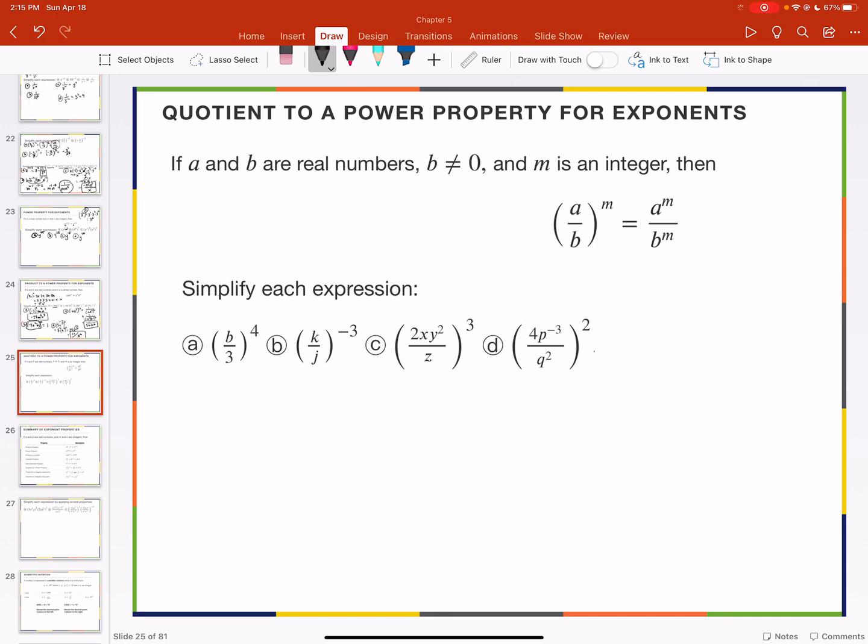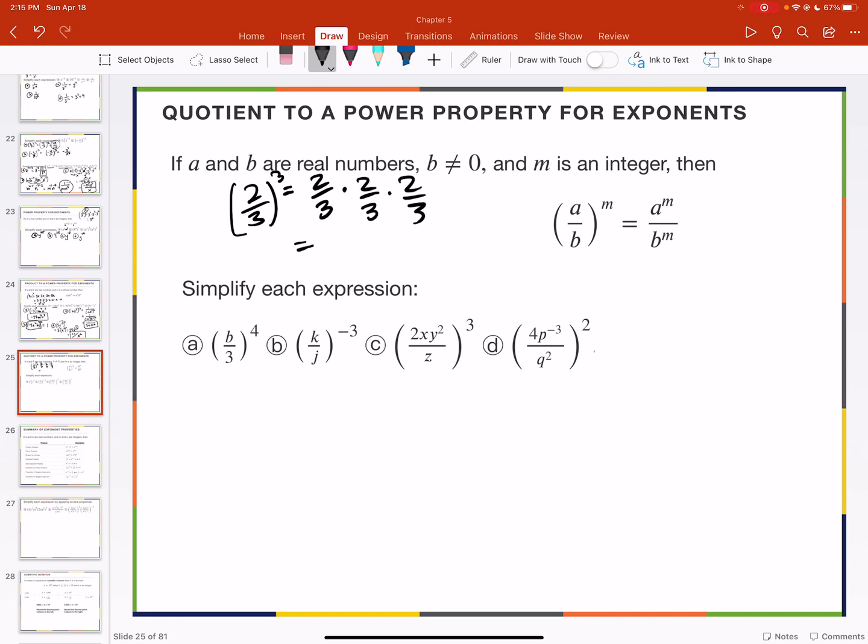Okay, and quotient to a power. So we did product to a power. Now we do quotient to a power. Same thing. Any quotient that's raised to a power, you can exponentiate the numerator and the denominator. Because let's say, for instance, we have 2/3 raised to the 3rd power. That's just going to be 2/3 times 2/3 times 2/3.